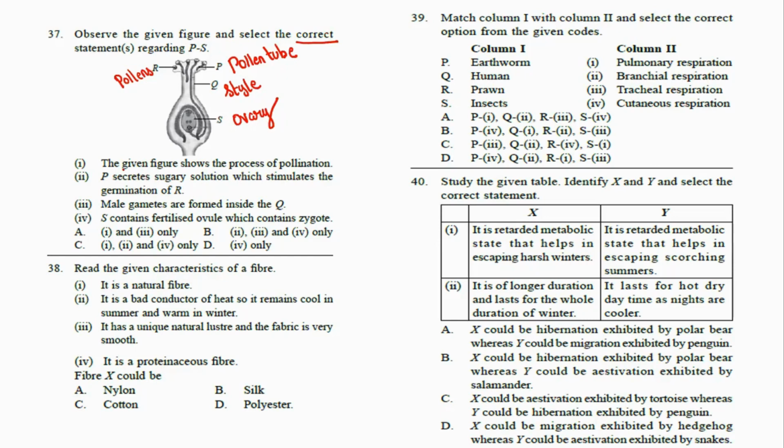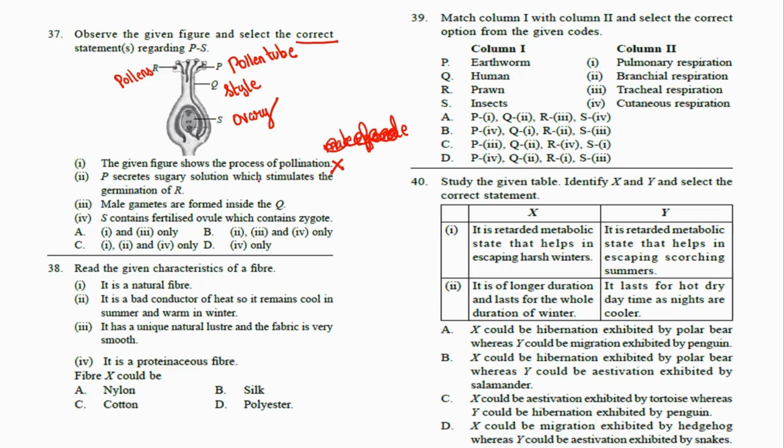Okay. So the first statement says the given figure shows the process of pollination. It is not the process of pollination. Fertilization is when the male gamete and the female gamete fuse together. This is not the process of pollination. Pollination is when the male gamete and female gamete are coming close to each other. So this is a wrong statement, right?